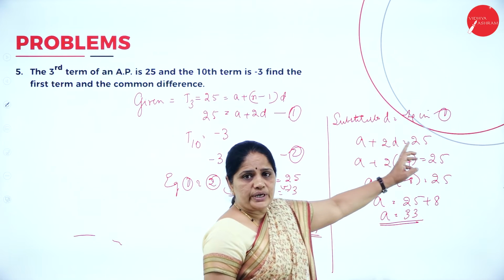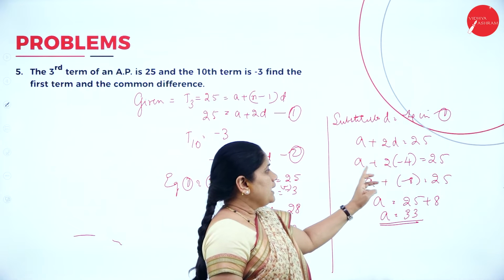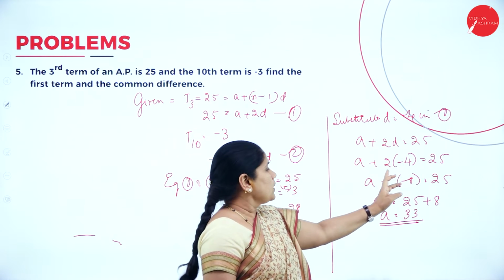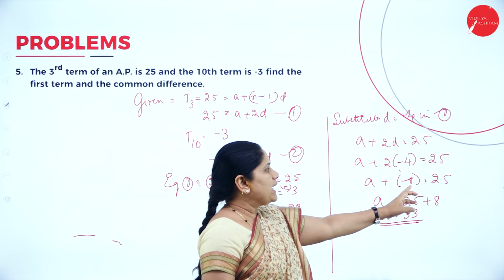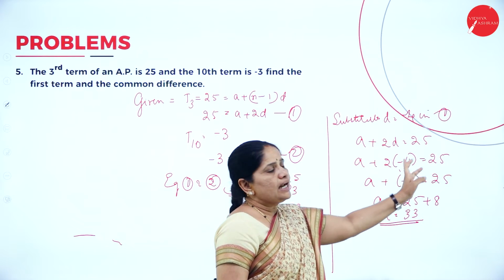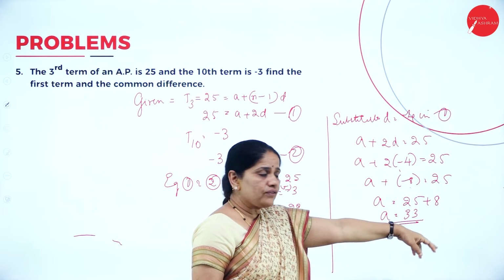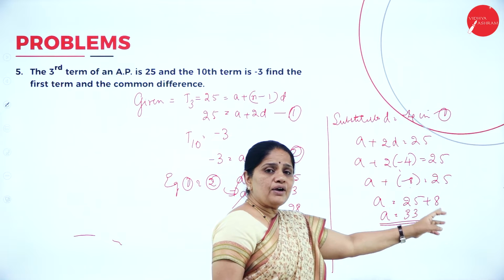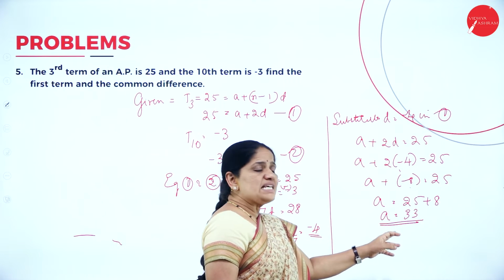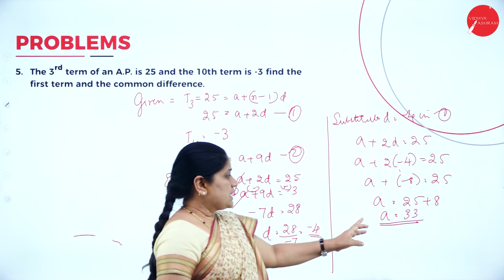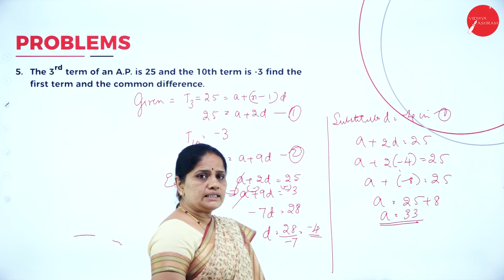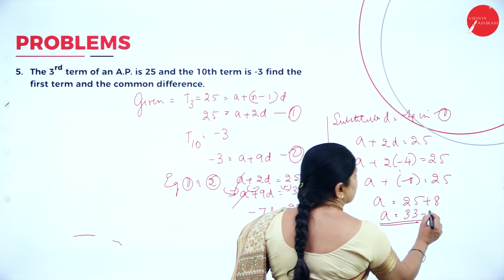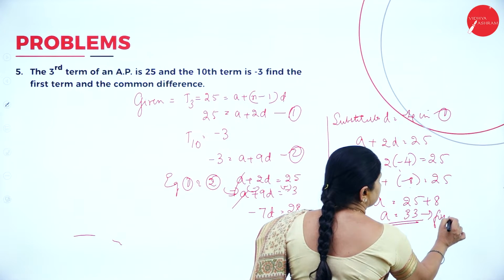So A plus 2d equals 25. A plus 2 into minus 4. So 2 into minus 4 is minus 8. So minus 8, I bring it to the right hand side of the equation. So 25 plus 8 is 33. We can see A equals 33. So A equals 33. This is the first term.